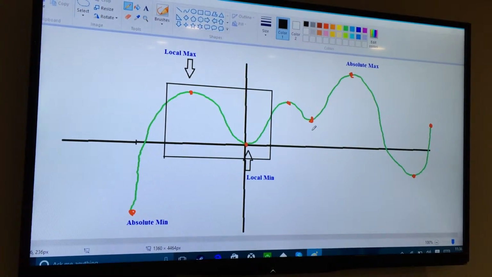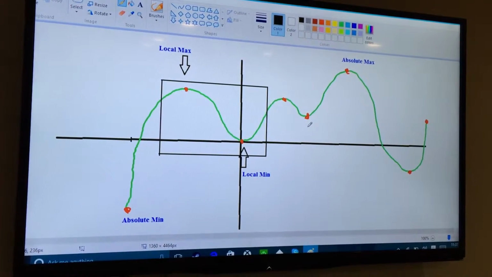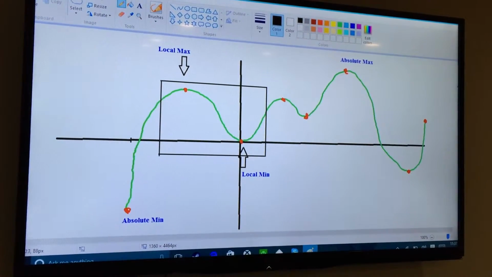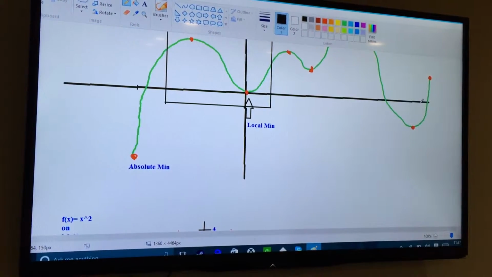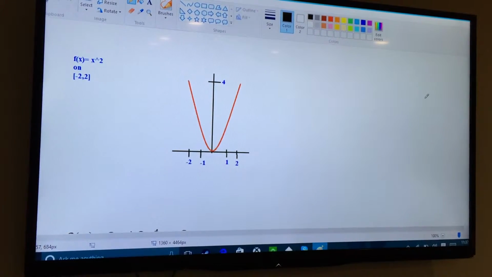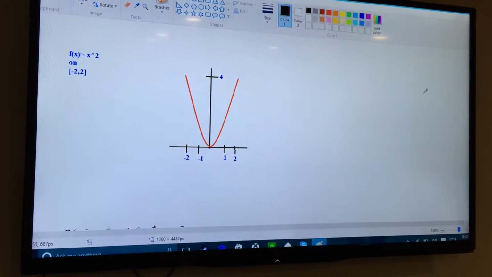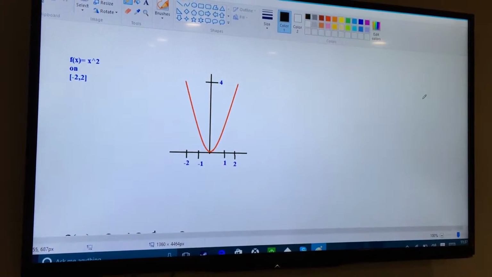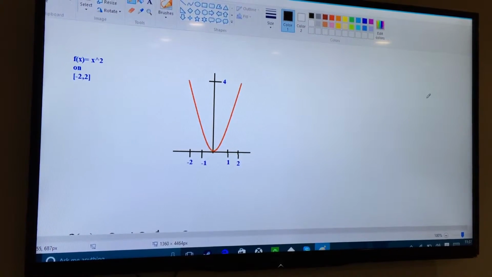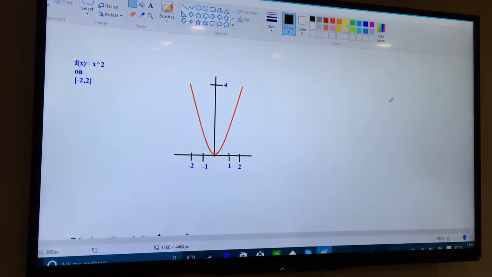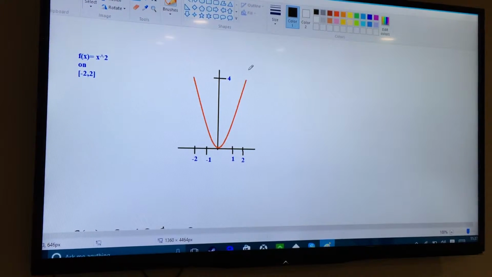Theorem 1, the extreme value theorem, states that if f is continuous on a closed interval [a, b], then f attains both an absolute maximum value, capital M, and an absolute minimum value, lowercase m, on the interval [a, b]. That is, there are numbers x1 and x2 in the interval [a, b] with f(x1) equals m and f(x2) equals capital M, and m is less than or equal to f(x), which is less than or equal to M, for every other x in [a, b].